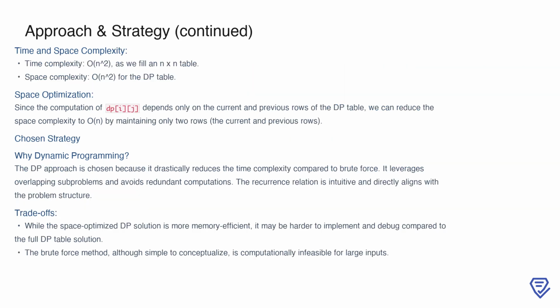The dynamic programming solution has a time complexity of n squared, because we fill an n by n DP table, where n is the length of the input string. The space complexity is also n squared, due to the storage required for the DP table. However, we can optimize the space usage further by recognizing that the computation of DP[i][j] only depends on the current and previous rows of the table. As a result, we can reduce the space complexity to n, by maintaining only 2 rows at a time. This makes the solution more memory efficient.